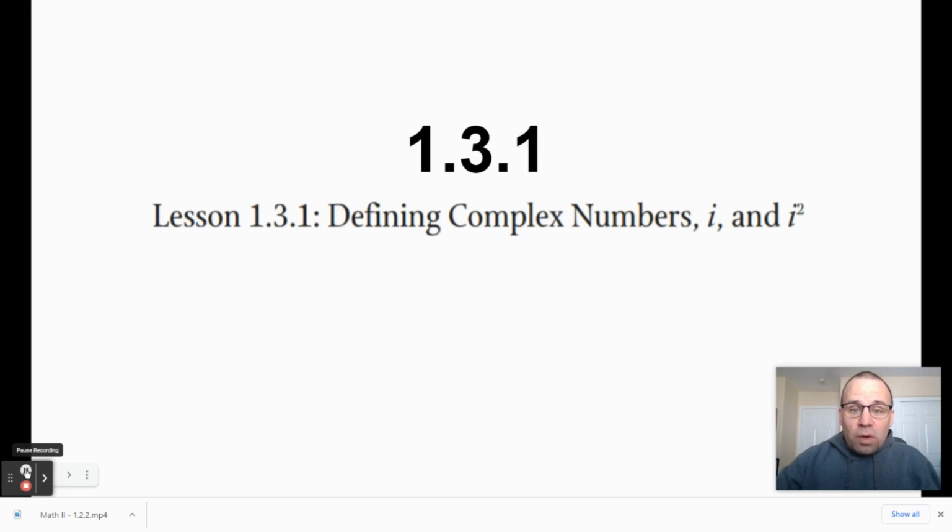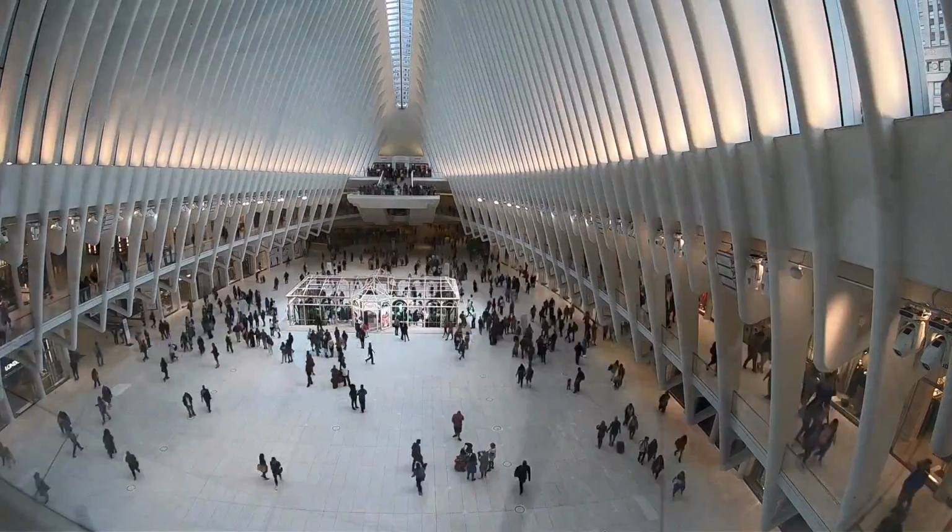Hey math fans, we're on section 1.3.1. Let's get started.